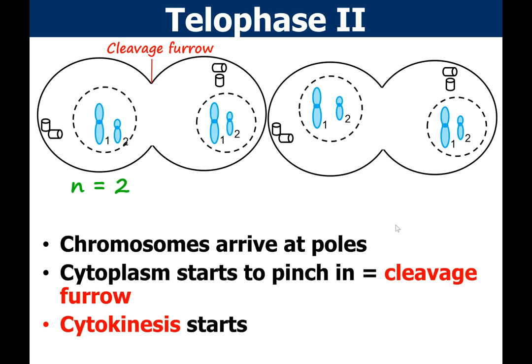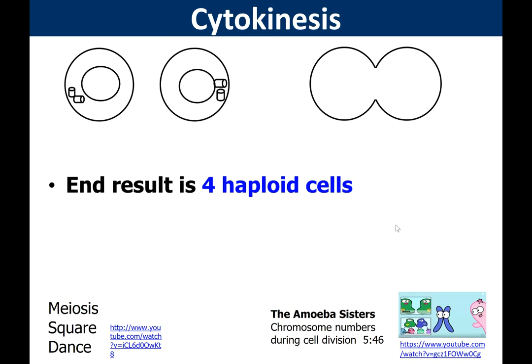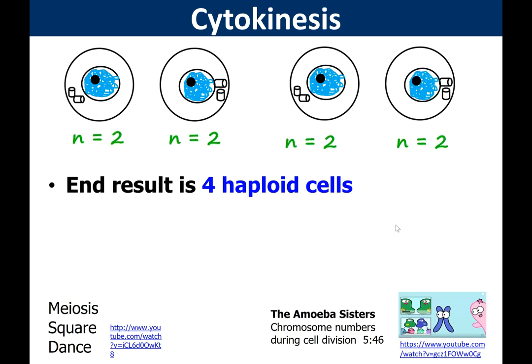Okay, these cells are about to become n equals 2. Right now when they divide, here we go. And the result is 4 haploid cells, each with a nucleus, nucleolus, and a haploid complement of chromosomes. And that's meiosis.